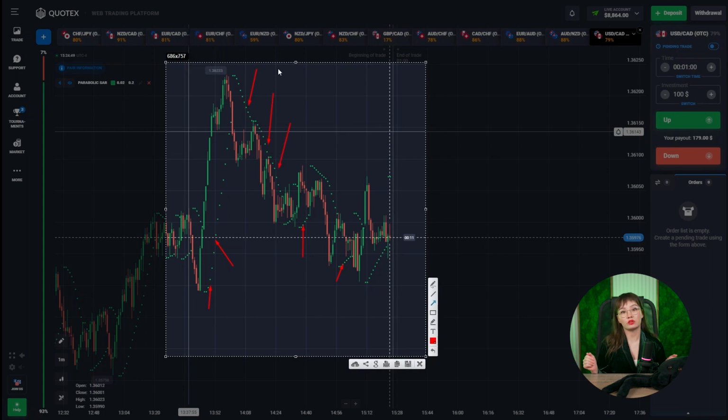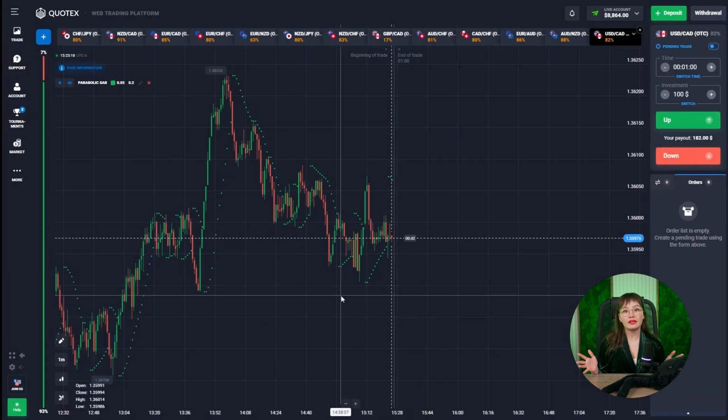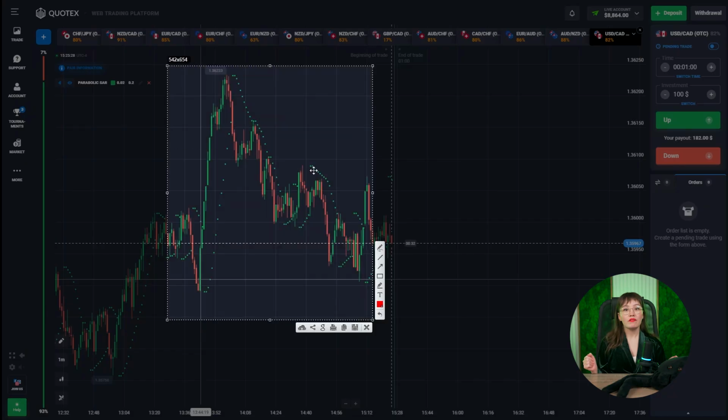If the dots are at the top, the trend is downward. And here's what we'll do with it. When the first dots appear at the top, it's a signal to enter sales. If the first dots are at the bottom, it's a signal to buy. Let's test how this works.